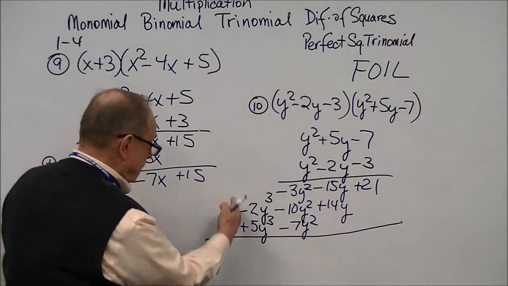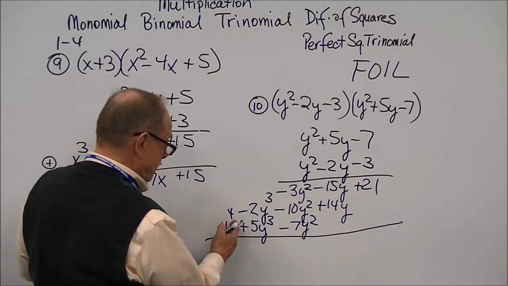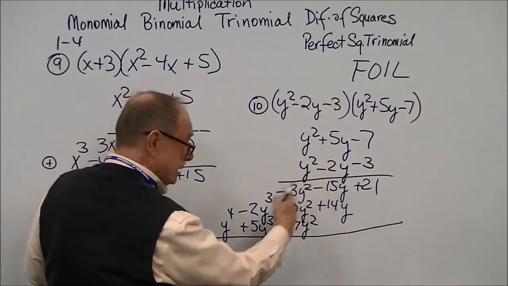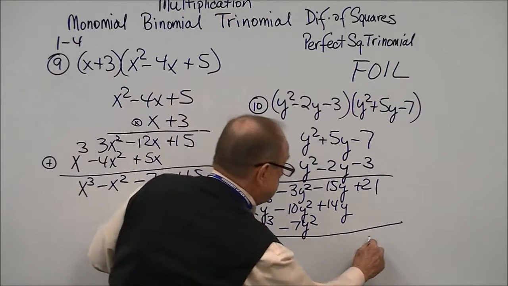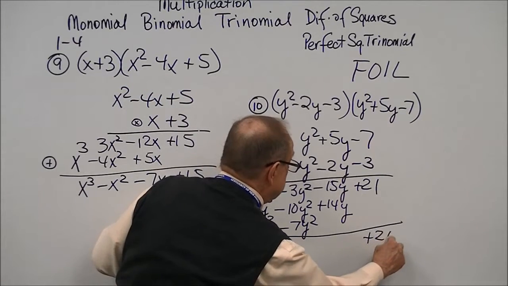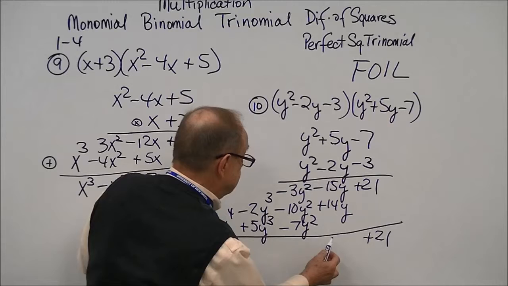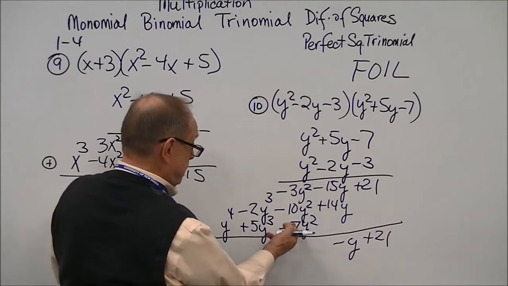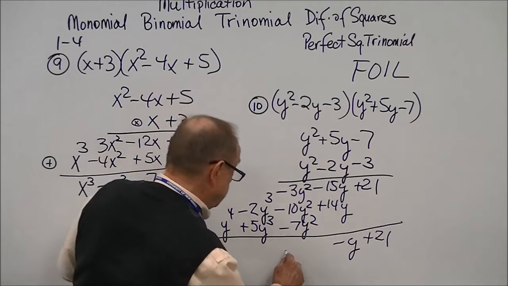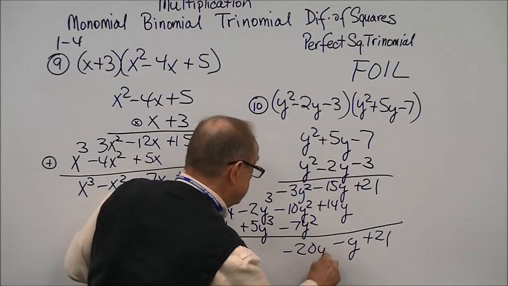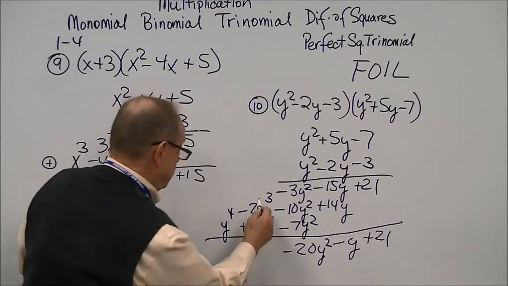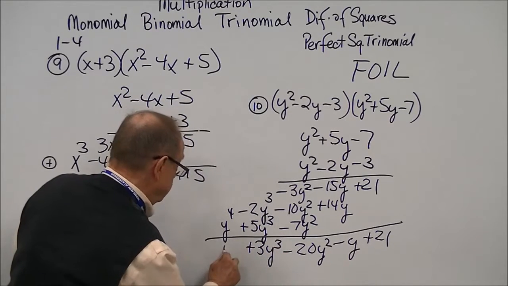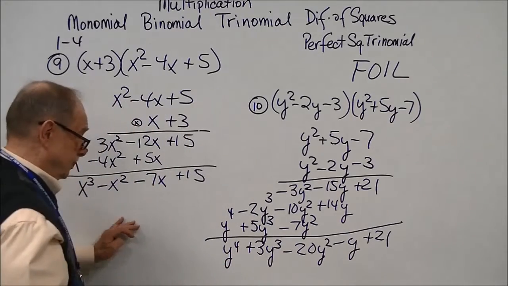Now, they're all in like term columns. All of the exponents are to the same power. We just have to be careful of the signs. So this will be a plus 21. This is going to be a negative y. Now, this is going to be a negative 20y squared. This is going to be a positive 3y cubed. And then this is y to the fourth.